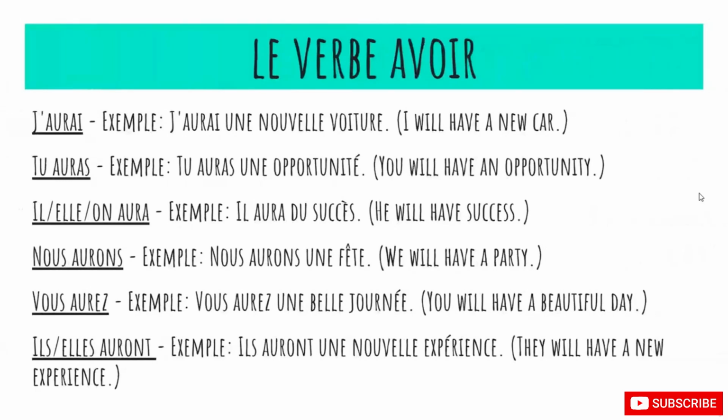This is some example. So for j'aurai, j'aurai une nouvelle voiture. I will have a new car. Tu auras une opportunité. You will have an opportunity. Il aura du succès. He will have success. Nous aurons une fête. We will have a party.